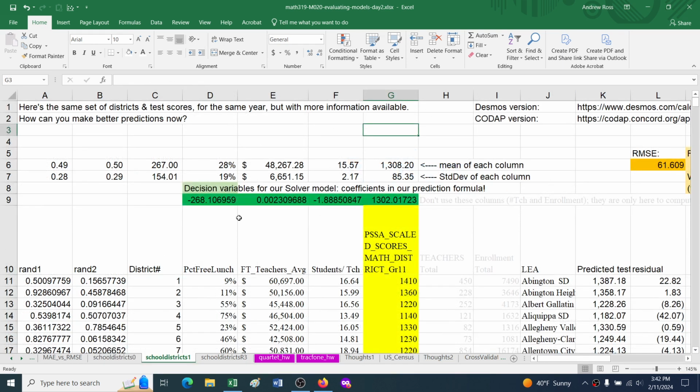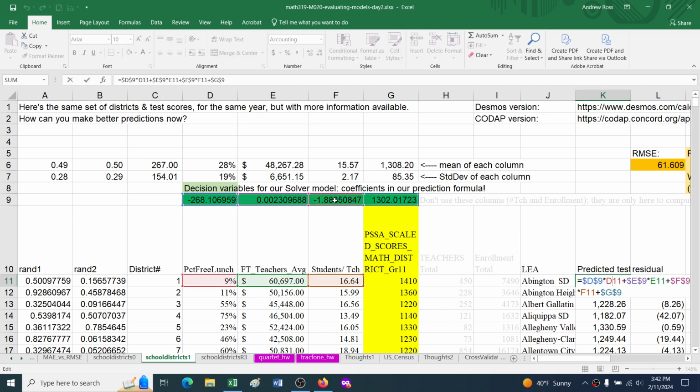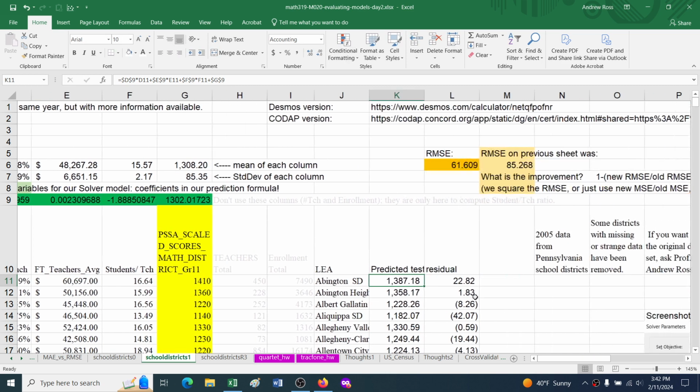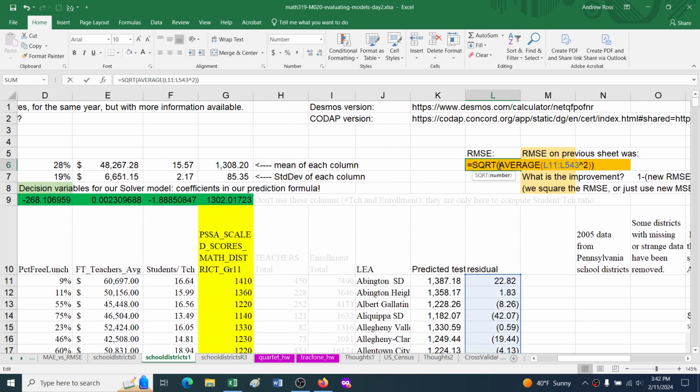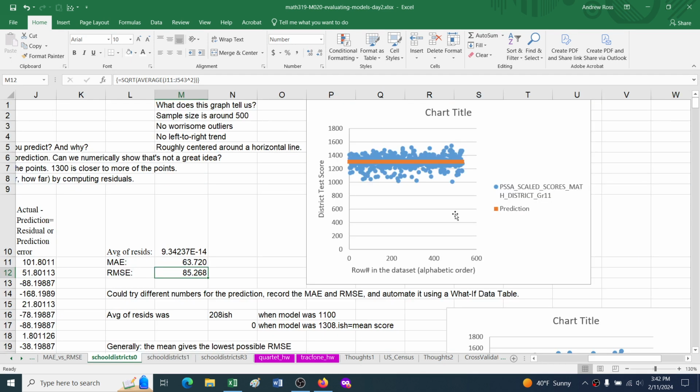And then when we decided to use some x variables to make predictions, we were using coefficients and an intercept. And we had a formula here that multiplied those coefficients by the values for each school district, added the intercept, and then we took the residuals, and we had this root mean squared error. And 61 as a root mean squared error is less than 85 as a root mean squared error.